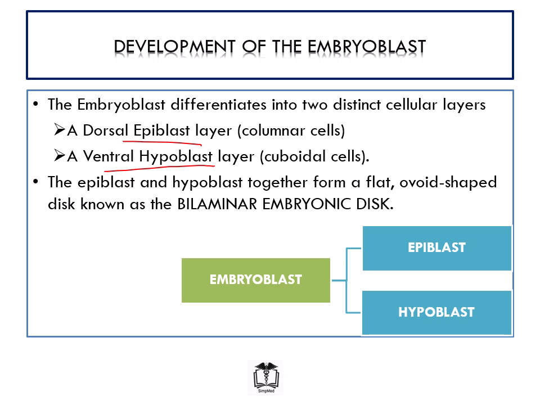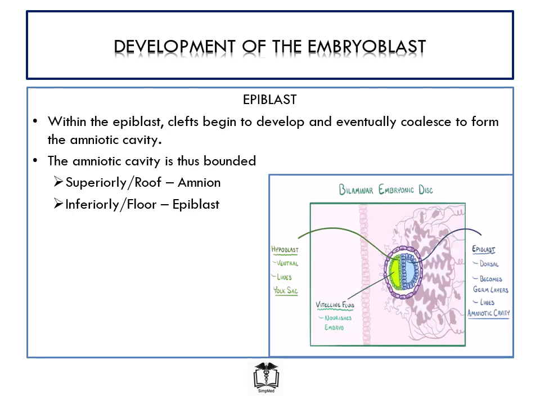These two together give the flat ovoid shape, which we call the bilaminar disc. The epiblast layer tends to be columnar in its configuration of cells, whereas the hypoblast layer tends to have cuboidal-like cells. So this is the image of the bilaminar disc down below. You can see the bilaminar disc being formed by two layers of tissue, one being the epiblast in blue and the other being the hypoblast in green.